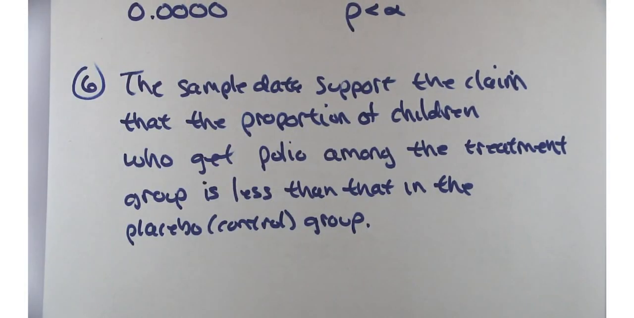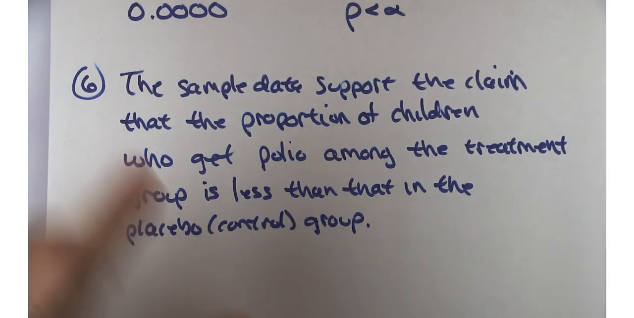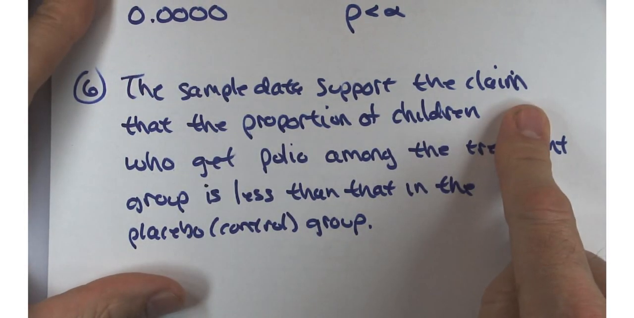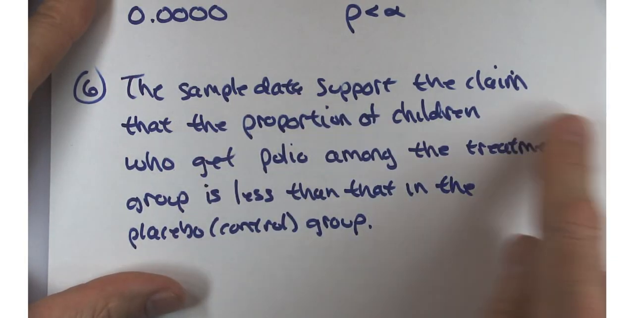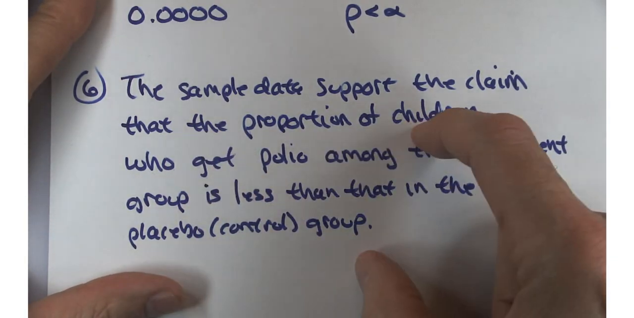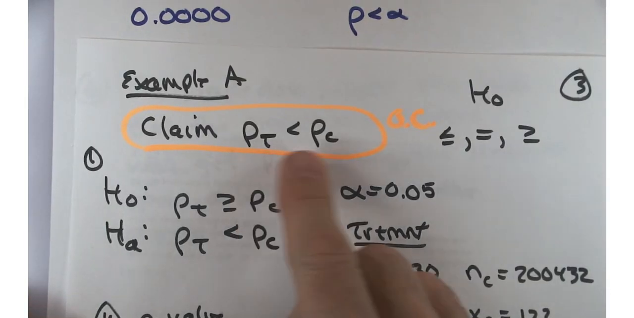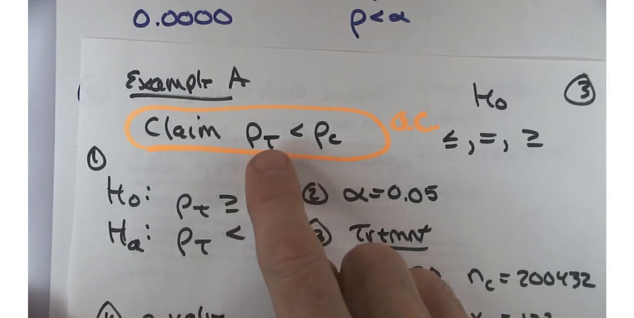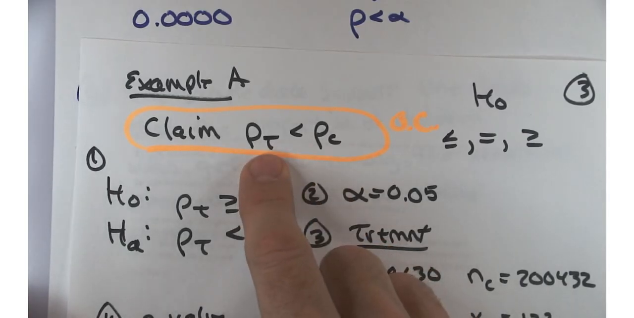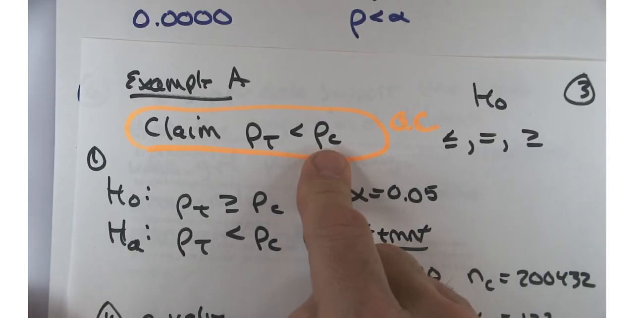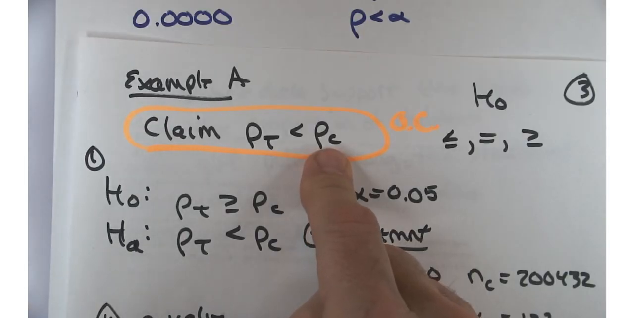So what I would suggest when you're setting these things up is you start out with the first part that's more or less given to you by your handout, sample data support the claim that, and then you want to state the original claim in words. Now, the original claim was that P sub T is less than P sub C. The proportion of people who got polio in the treatment group is less than the proportion of people that got polio in the control group.